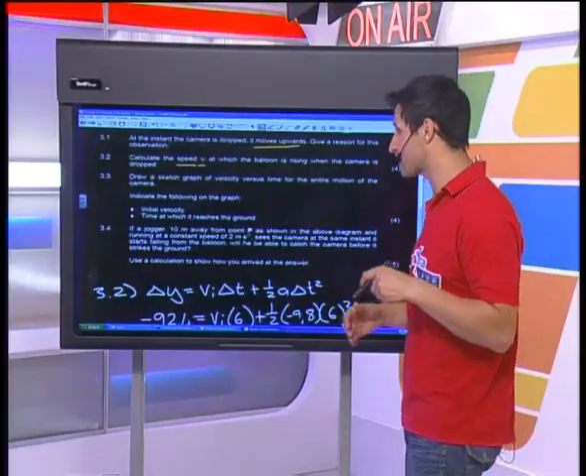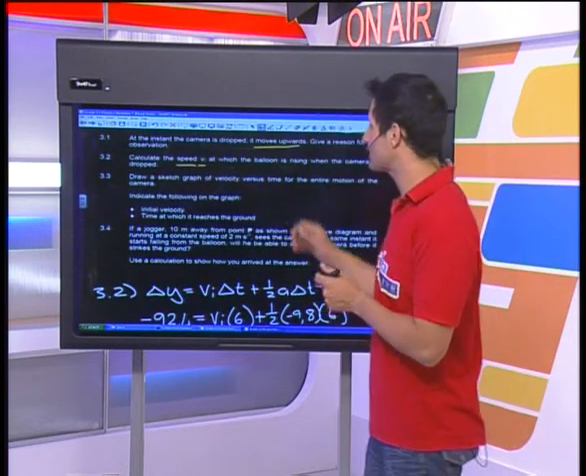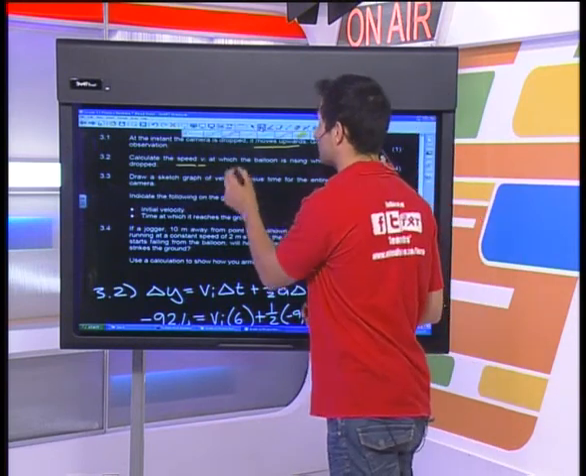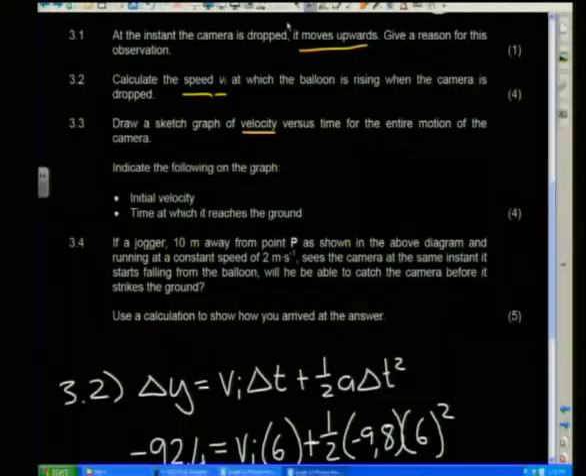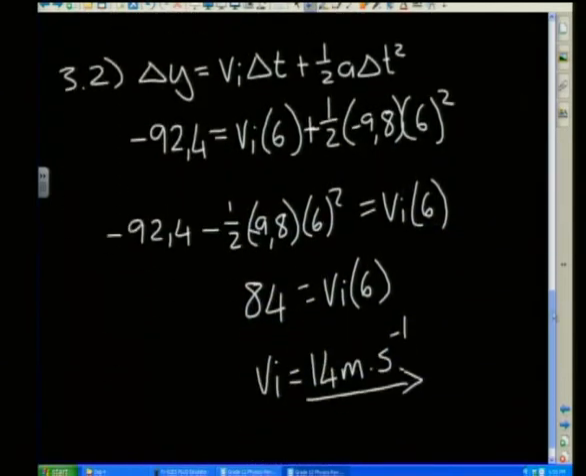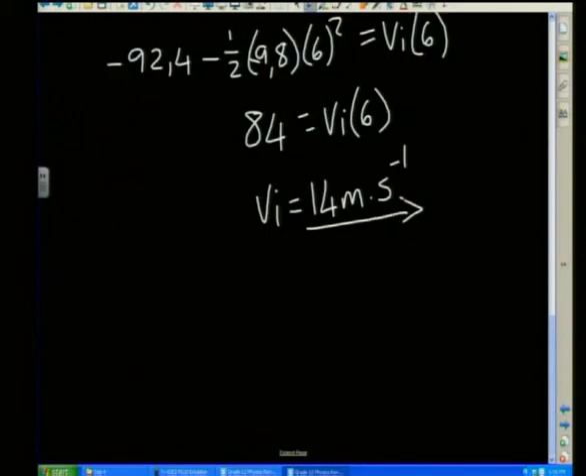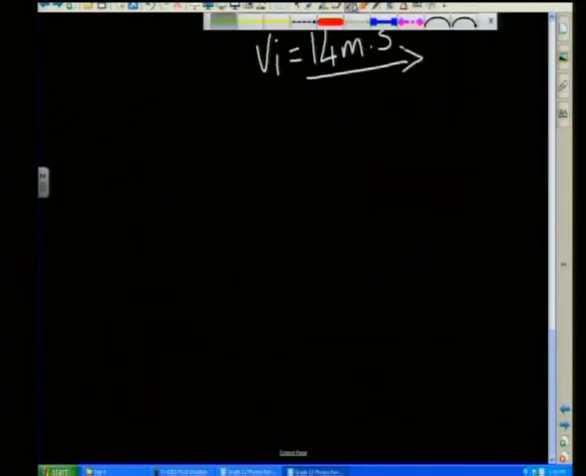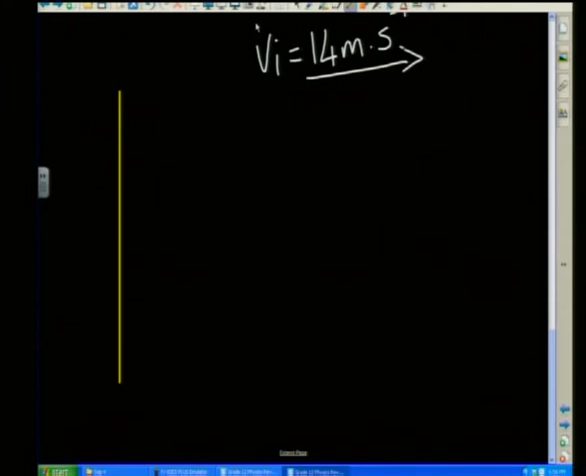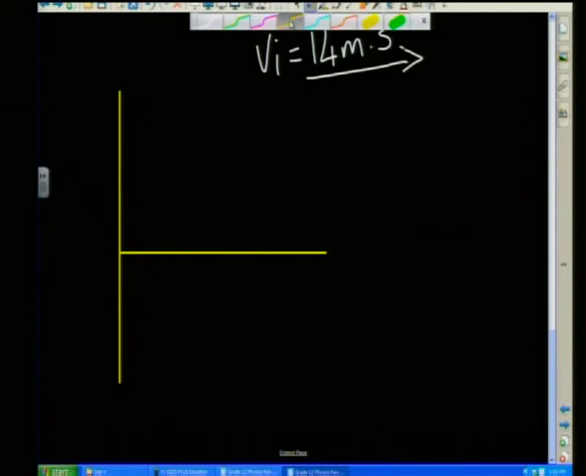Let's do some speed science. Okay, so draw a sketch graph of velocity versus time for the entire motion of the camera. Now, they want the initial velocity and the time at which it reaches the ground. Well, they want a VT graph. Now what I'm going to do is keep up as positive. So here it is. There's my velocity, and there is my time. I don't need a ruler, luckily for me.